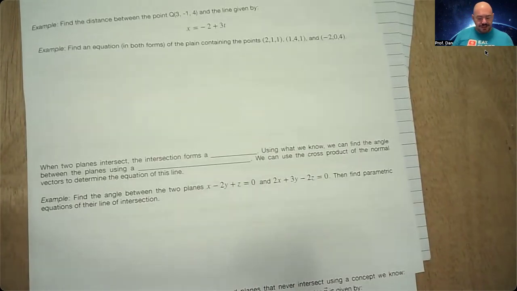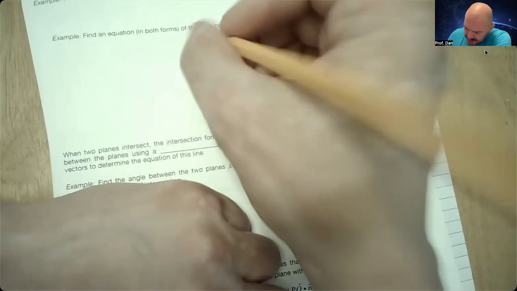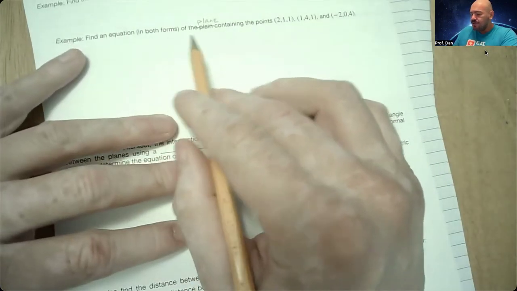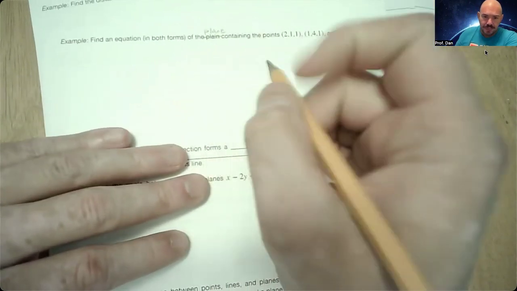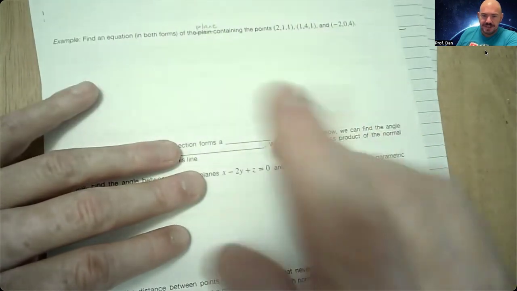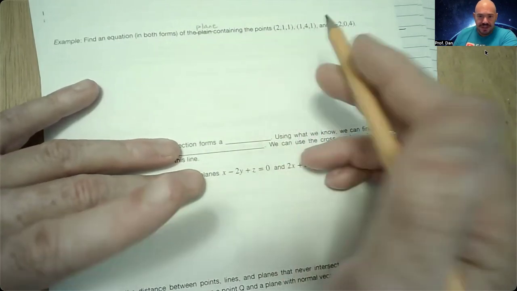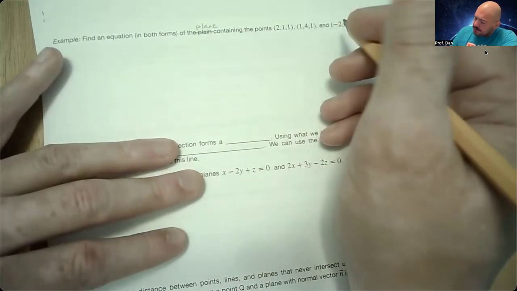So moving on to an example. Find an equation, and we want to write our answer in both forms, of the plane, that is not even the right way to spell plane. Find an equation in both forms of the plane containing these 3 points. And fun fact from geometry, any 3 points will form a plane. Pretty cool. But anyway, so we need to know 2 things.